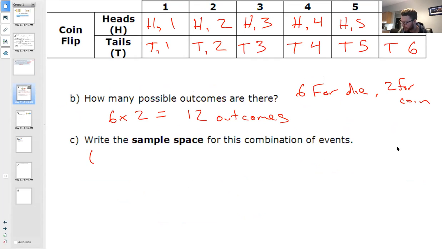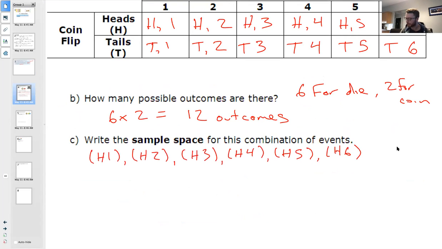Okay, so our sample space, we could have heads in 1. We could have heads in 2. Heads in 3. Heads in 5. And heads in 6. Okay, so that is the possible outcomes if we flip heads. Now we need to do the same for if we flip a tail.